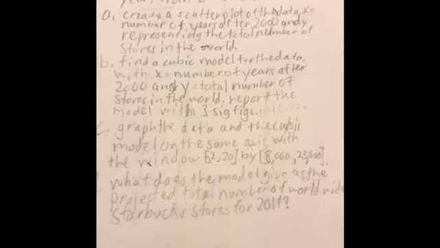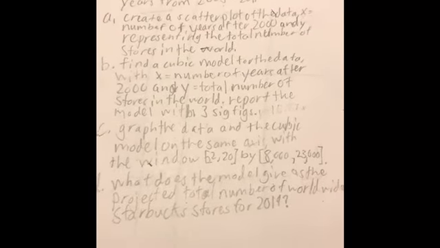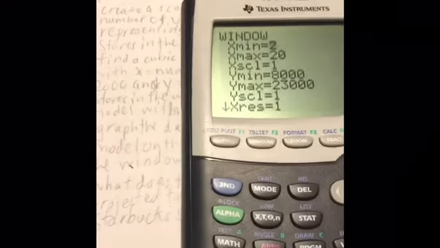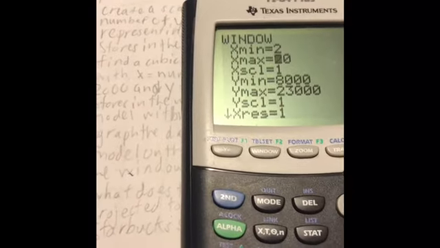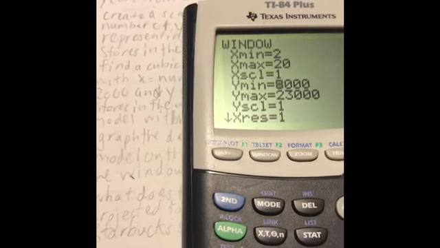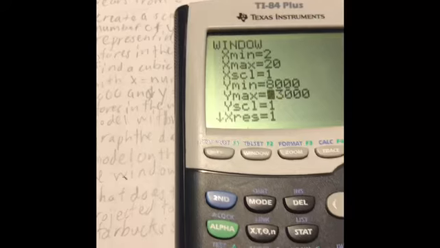Then for C, it asks us to graph the data and the cubic model on the same axis with the window [2, 20] by [8000, 23000]. So the 2 and 20 are for the X min and X max. You just plug that in, and the 8000 and the 23,000 are for the Y min and the Y max. And that part's very easy as well.